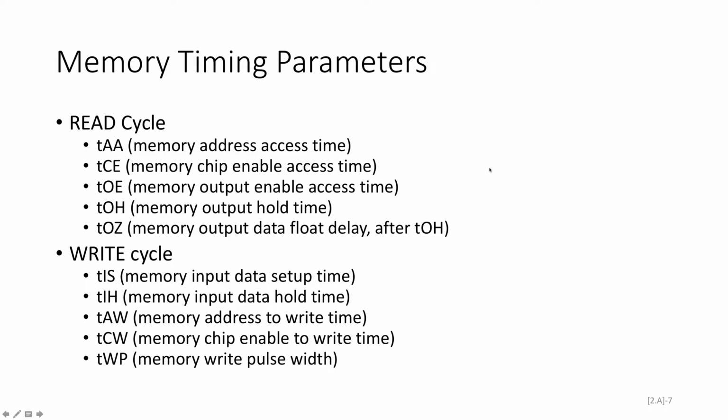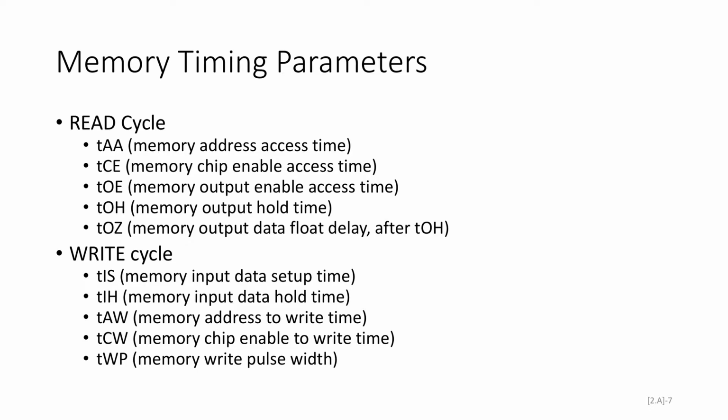Parameters for the memory: it doesn't have any common timing parameters. On a read cycle, it's got delays associated with how long the memory needs after each of the input lines stabilize, which is what all the TAA, TCE, TOE timings are. And then we have a little bit of time associated with holding on a read, and then some float delay time on a read as well. Because the memory is going to be providing the data on the data bus, it's going to have to hold that data for a certain amount of time, and then it takes a little bit of time to transition into the high impedance state, which is what float delay is talking about. Float delay is the time it takes to get to the high impedance state after the hold time.